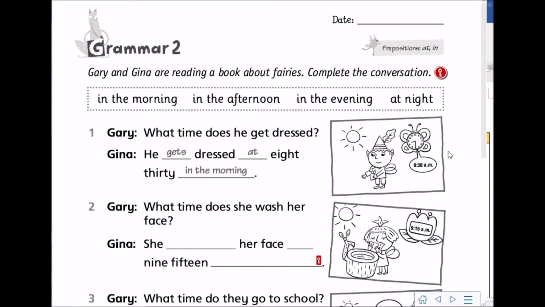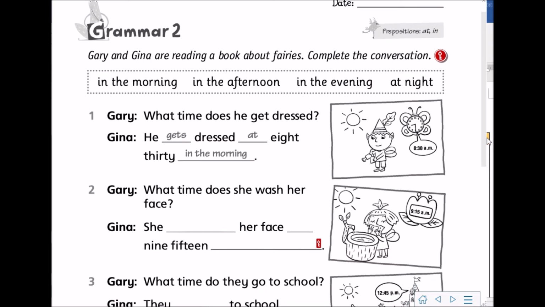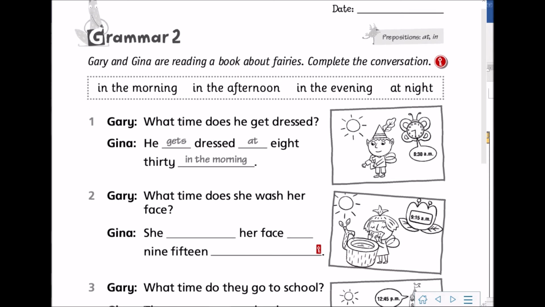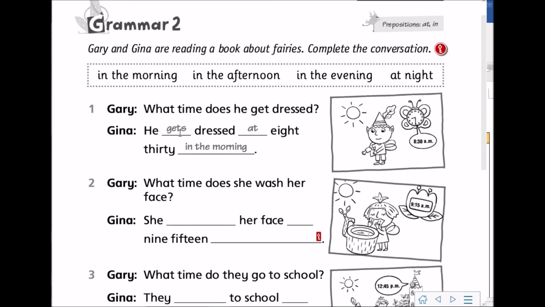And you also need to tell me what you do at that period of time. So we match with the vocabulary you learned in Unit 3. That is also on your workbook, page 14. So let's do some practice here. Number 1, Gary, what time does he get dressed? You look at the clock and you look at the sun, you know that this is the morning. And you can see here AM. AM means morning. So the answer is he gets dressed at 8:30 in the morning.